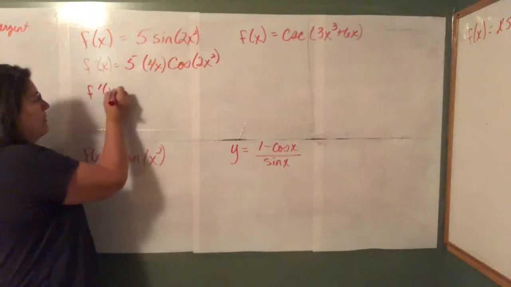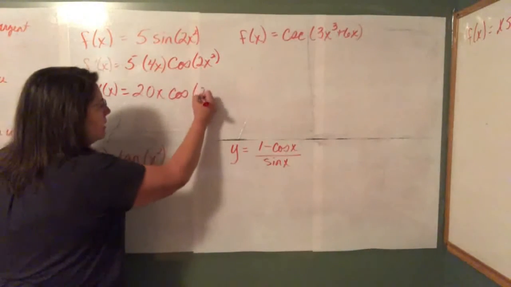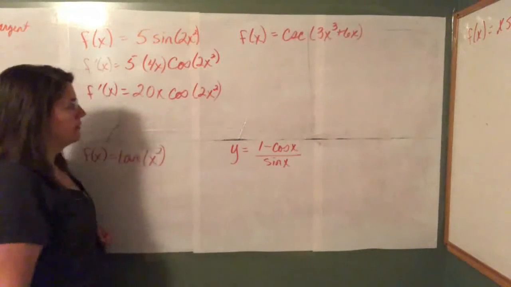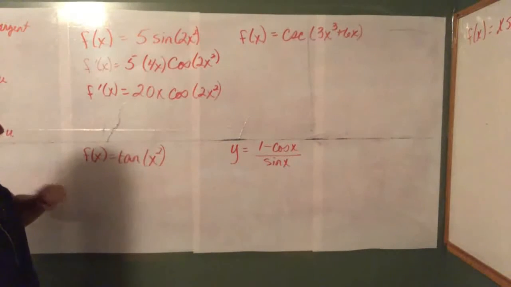So f prime of x is equal to 20x cosine of 2x squared. That is all I can do there for the derivative of that function.